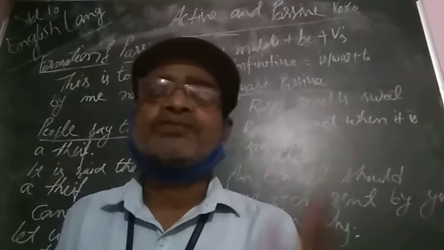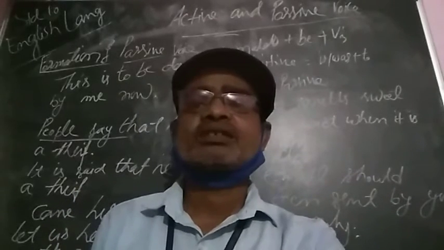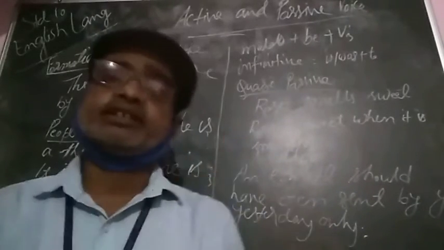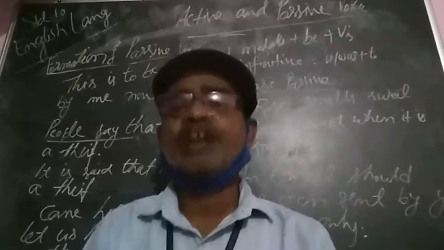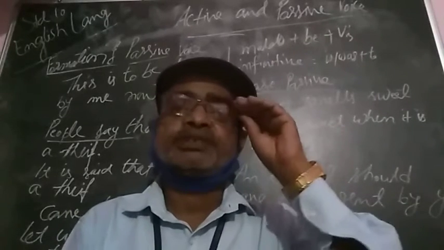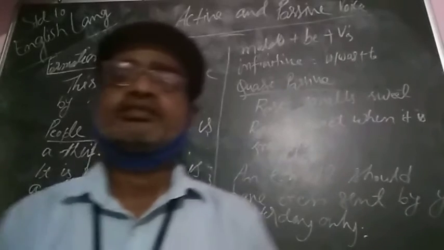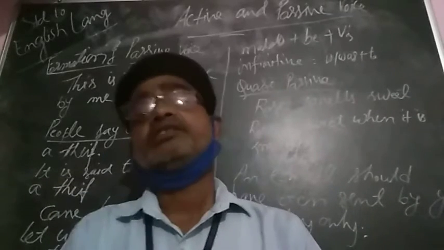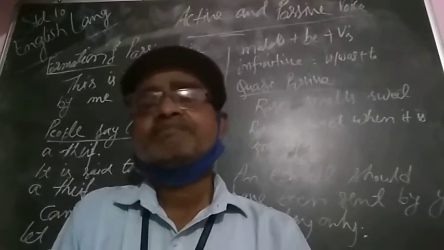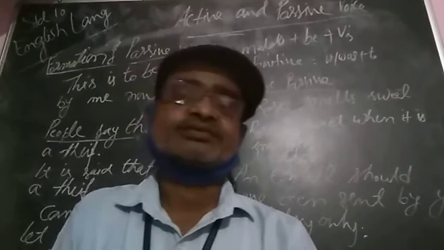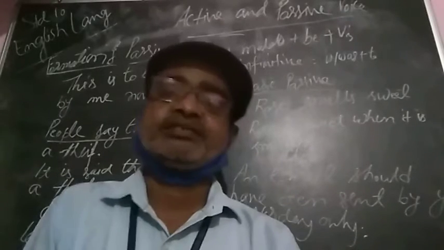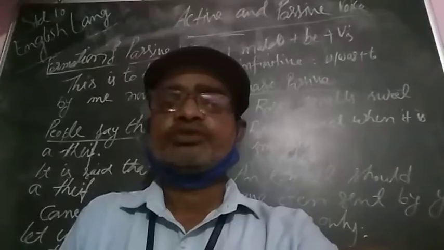Now come to perfect tense. So here has present perfect tense. Has, have plus been plus V3. If it is past perfect tense, had plus been plus V3, and in future perfect tense, will or shall plus have plus been plus V3. Okay. So after have, we are using been, then V3. Okay. I give you example.